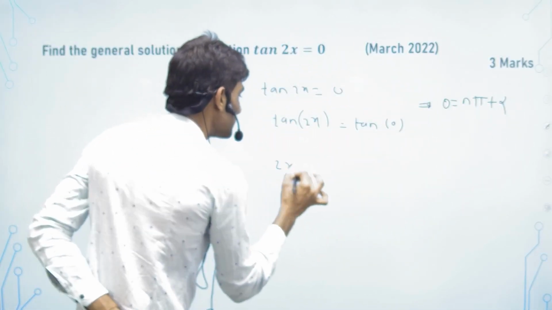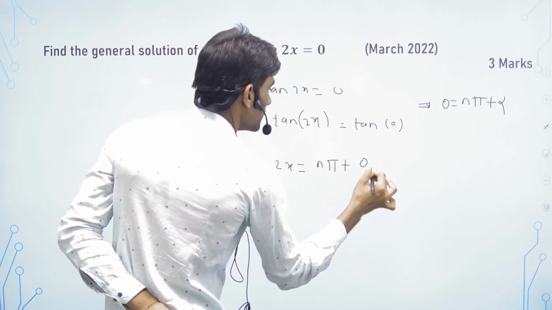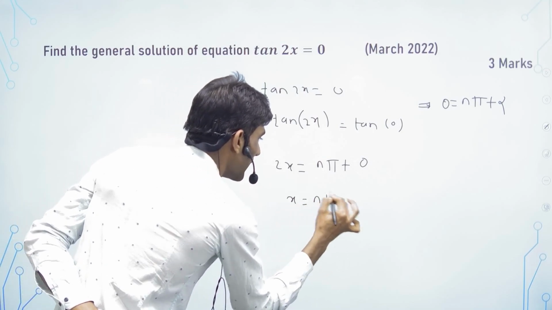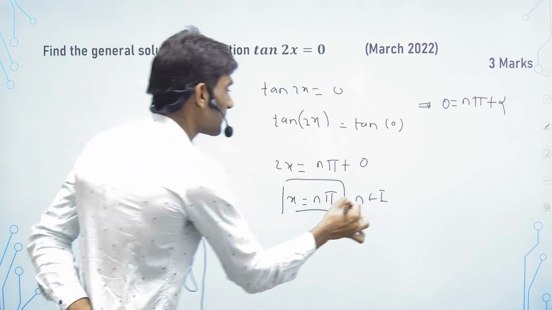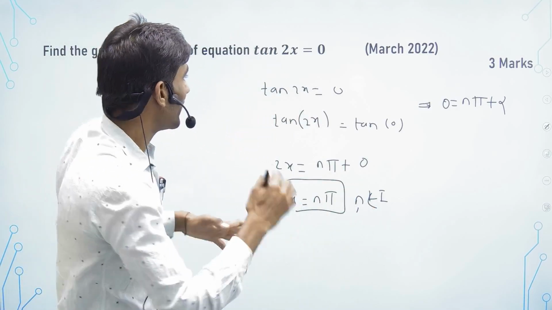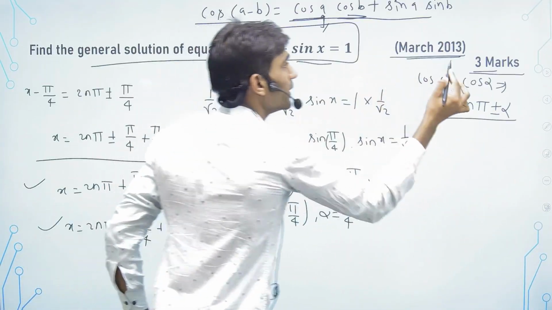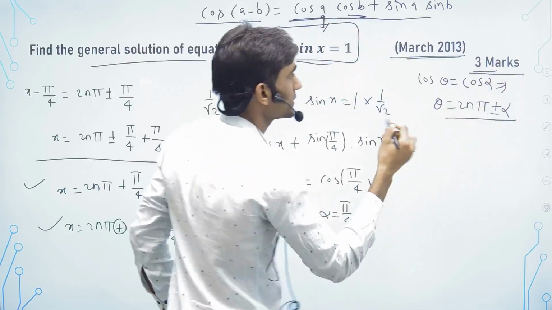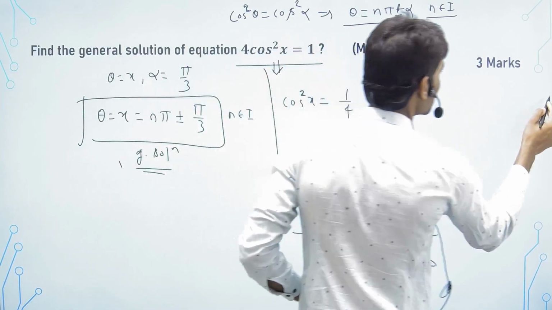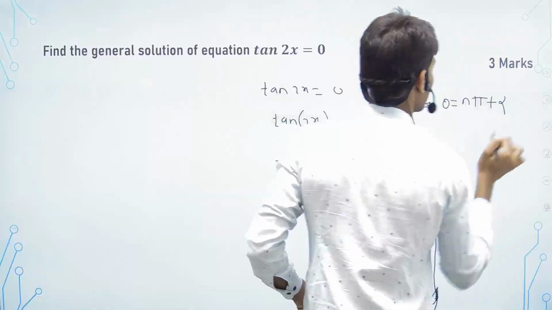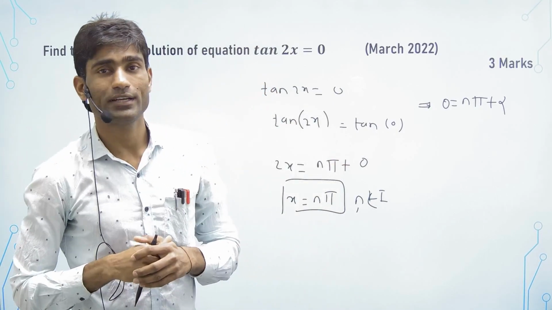So that means 2x, which is theta, equals n pi plus alpha, which is 0. So we get x equal to n pi, which is our required general solution, and n goes to integers. I hope you all have understood my complete solution. That question was asked in March 2020 for 3 marks. This is our required general solution for tan theta equal to 0.